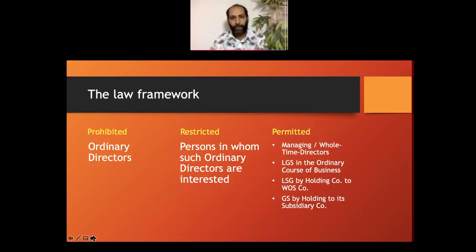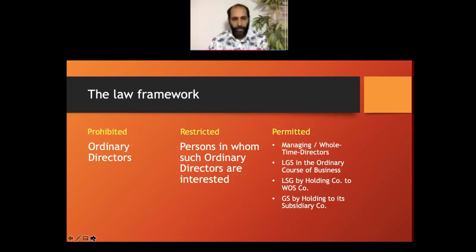Those are the category of persons in which an ordinary director is interested. And the third category is very interesting. That is the permitted list, and the list includes the MD and whole-time director, of course. The second one is LGS, that is loan or guarantee, given in the ordinary course of business. The third one is loan or security given by a holding company to its wholly owned subsidiary company. And the next is the guarantee or security given by a holding company to its subsidiary company. I will deal with this in detail, within the time frame we have.